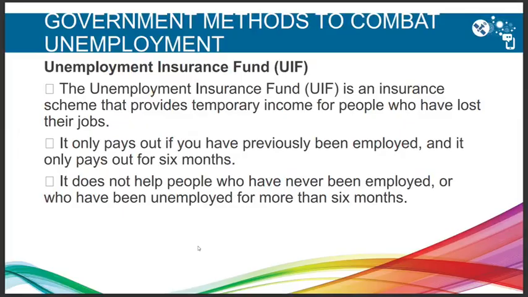So the government methods to combat unemployment: there is the UIF, which is known as the Unemployment Insurance Fund. The Unemployment Insurance Fund is an insurance scheme that provides temporary income for people who have lost their jobs. It only pays out if you have previously been employed, and it only pays out for 6 months. It does not help people who have never been employed or who have been unemployed for more than 6 months.